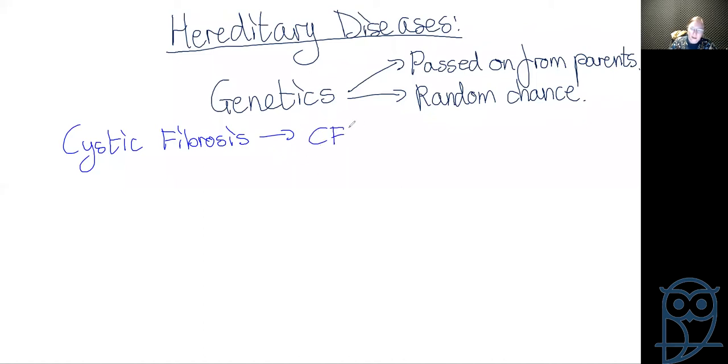So CFTR protein. You don't need to know the protein or anything else. You will need to know some examples of these kinds of diseases. So what this means is this is essentially the protein which regulates how all of the fluids in your body are made. Your sweat, your digestive fluids, your mucus, any of those kinds of fluids are now being made differently due to the fact that there is a fault on this CFTR protein.